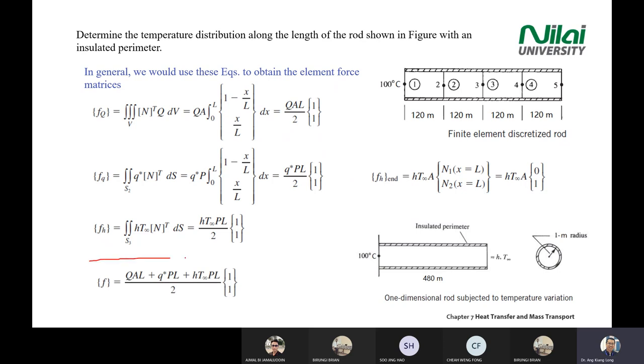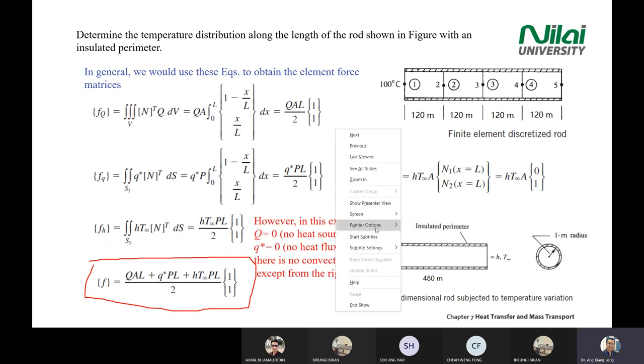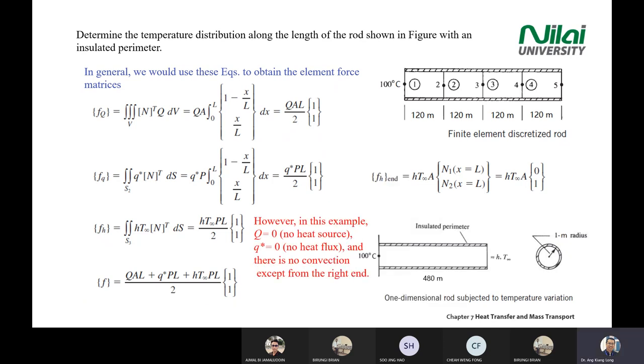So the total force that you have, you combine these three, 1, 2, 3, plus the end. So in this case, there is no heat source. There is no uranium, there is no element generating heat here, no thermal conduct devices here. So Q, you don't need to calculate. And there's no heat flux. There's no q heat flux given in the question. So again, you don't need to calculate the second one.